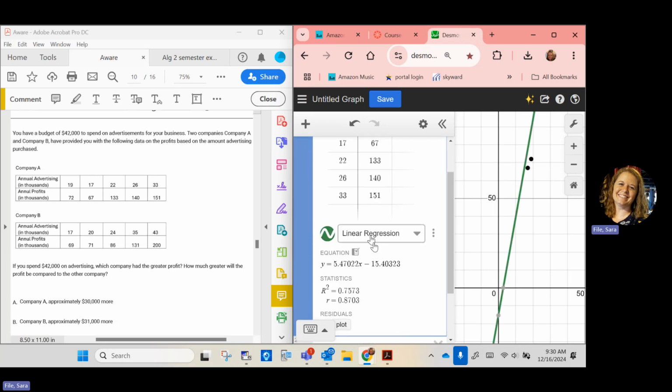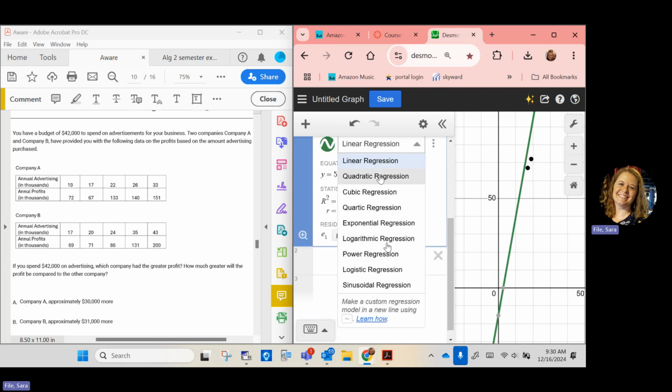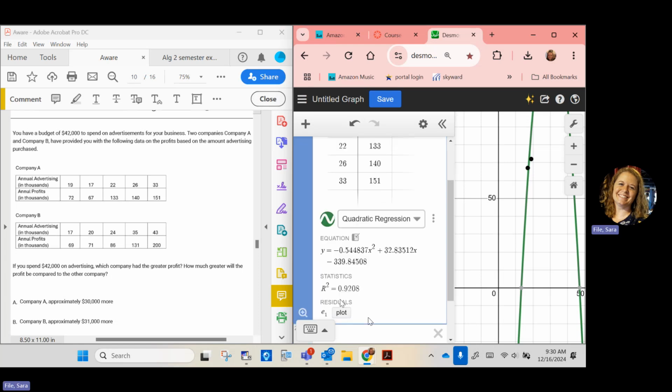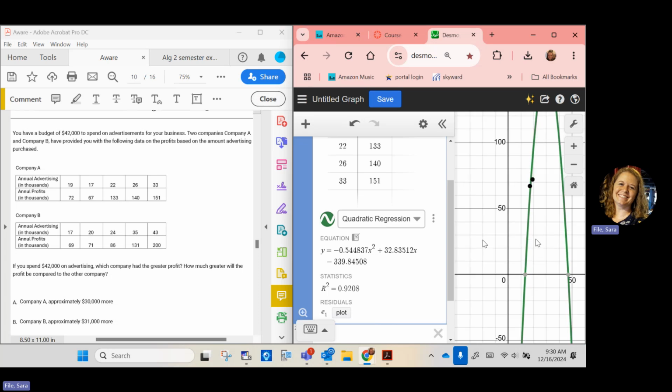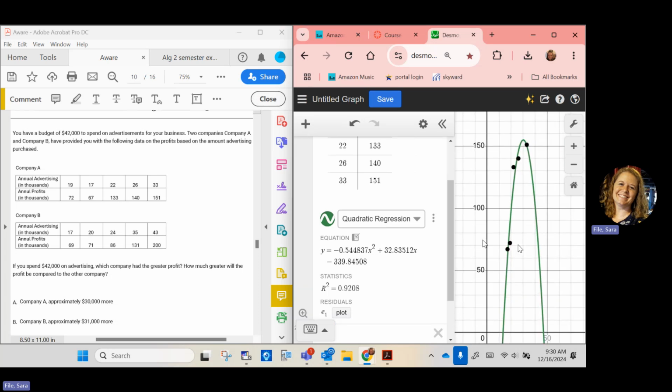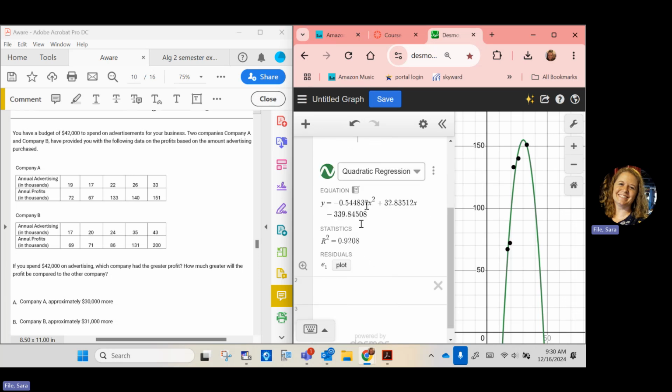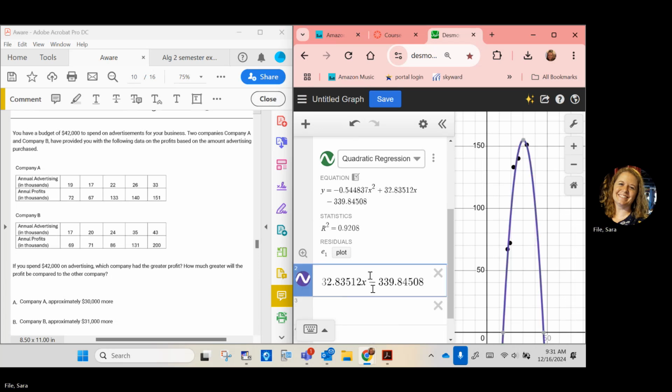So if we do linear regression, our R squared is 0.7573. If we do quadratic, our R squared is 0.9208. That's much better. So definitely quadratic regression, and it shows you the graph over here. Once you have this, you can click on this little piece of paper here and it will type it here with those values. Ta-da! It puts it in nice and pretty.